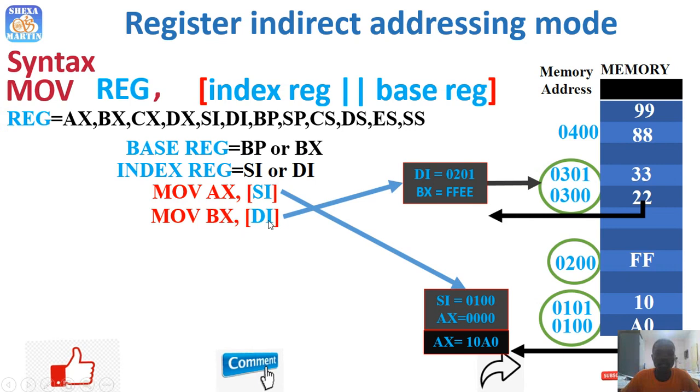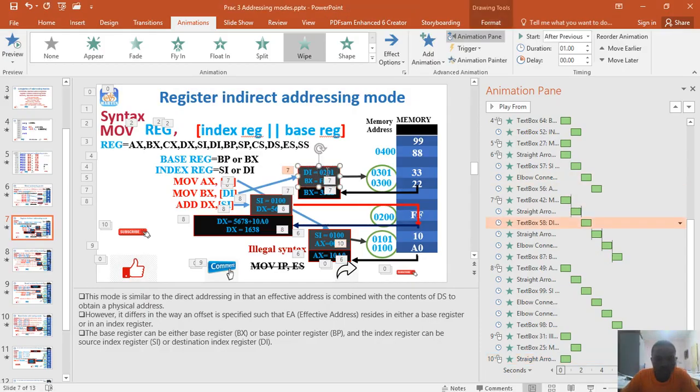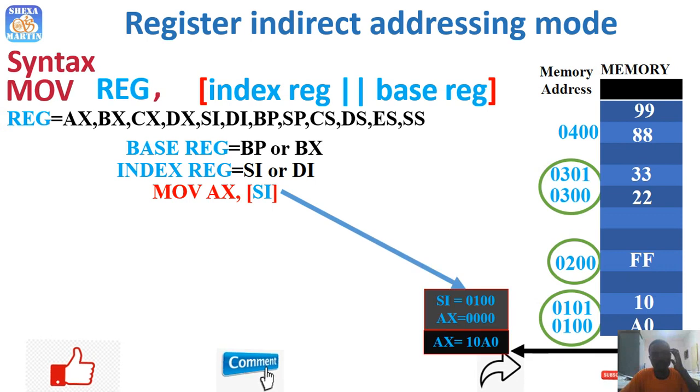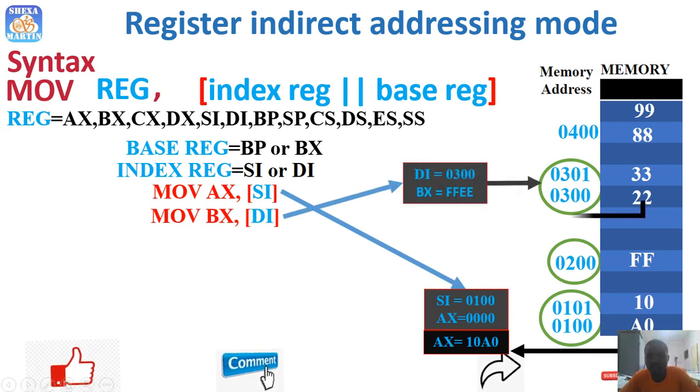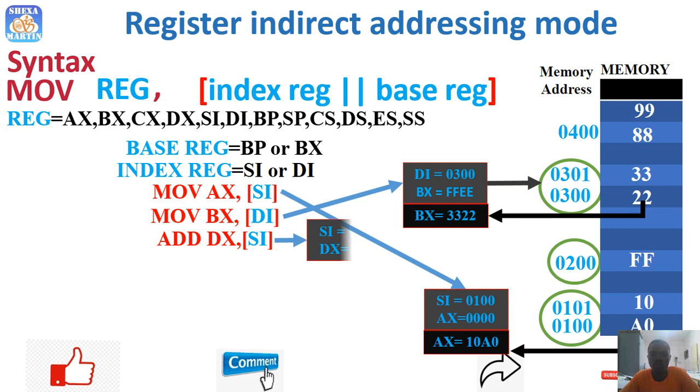Let's check on the other instruction, that one. Move BX, [DI]. This is what happens. DI has got this value, and this value is the memory address. 0201 is the memory address. So it's supposed to be 0300. Yeah, right. So we have that instruction. DI's value is 0300, and BX's value is FFEE. Now what happens is we take 33 into AH and then 22 into BX. I hope you are getting what I'm saying. From the flow of this code, you must get the meaning.